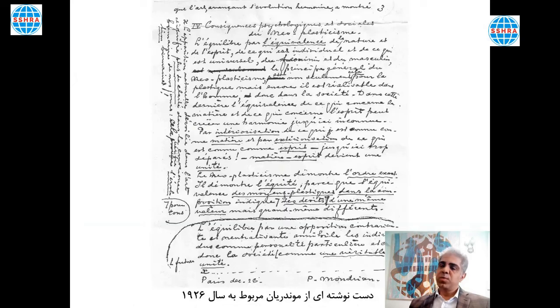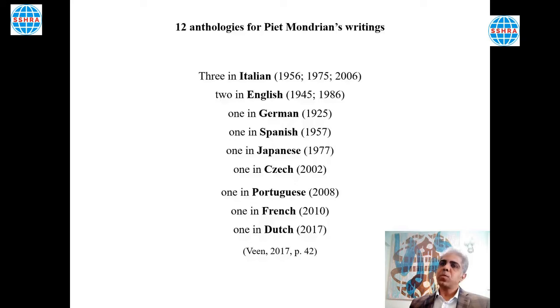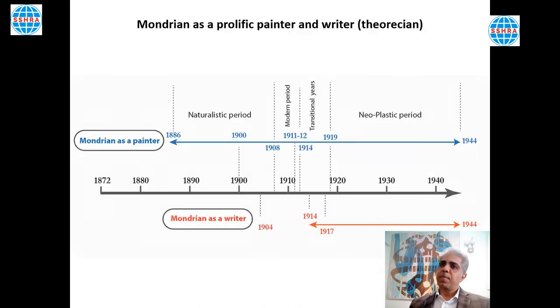And this is one of Piet Mondrian's writings. As you can see, he wrote a lot and he was very obsessed with writing and amending his thoughts and his theories. There are 12 anthologies of Mondrian's writing, and they have been translated into different languages like Italian, English, German, Spanish, Japanese, Czech, and so on.